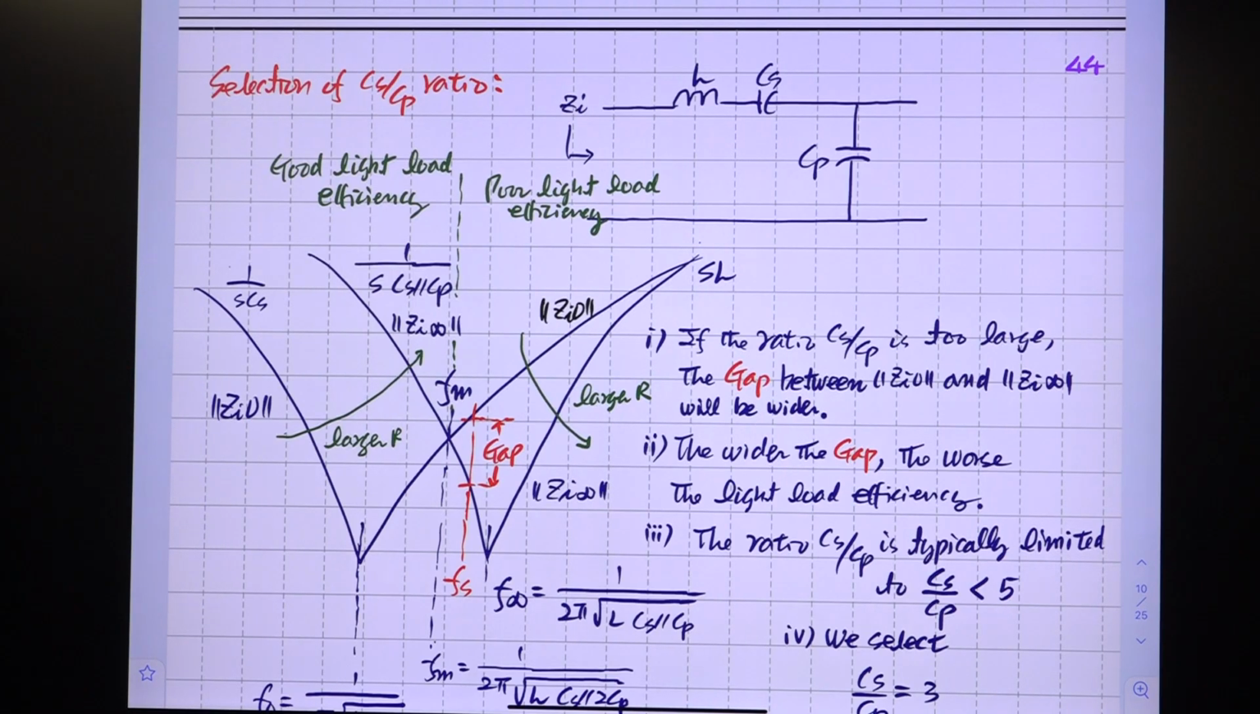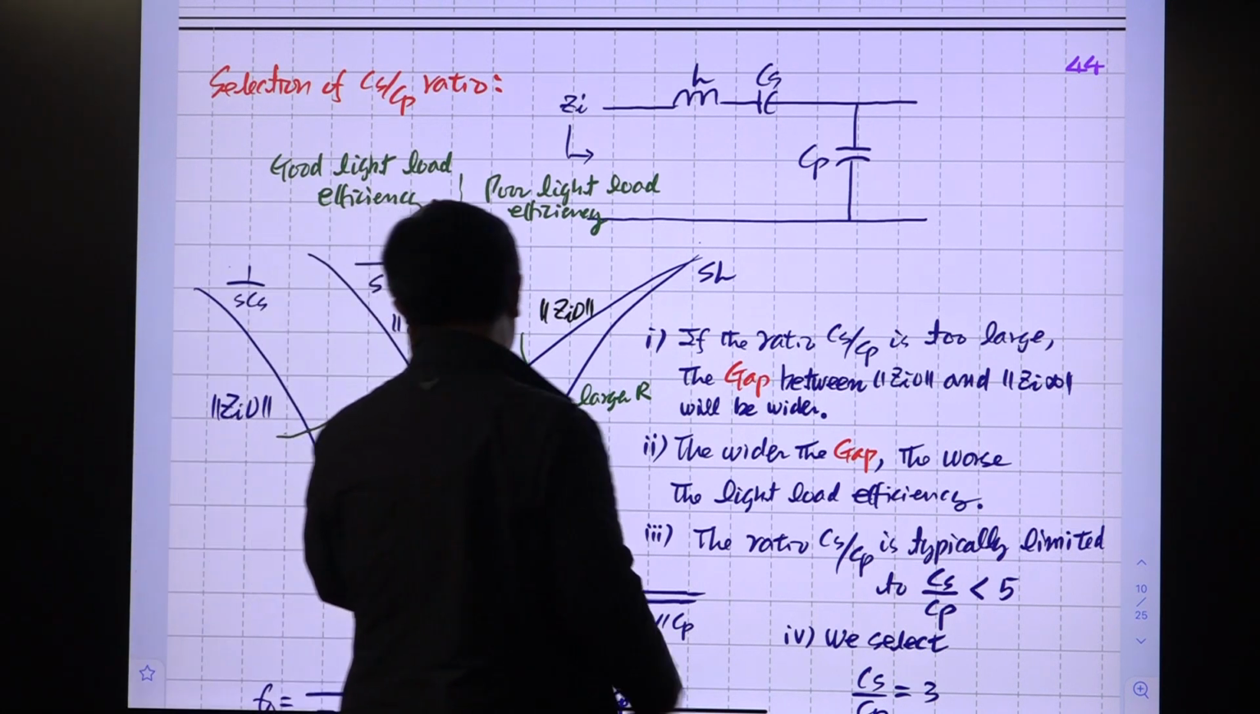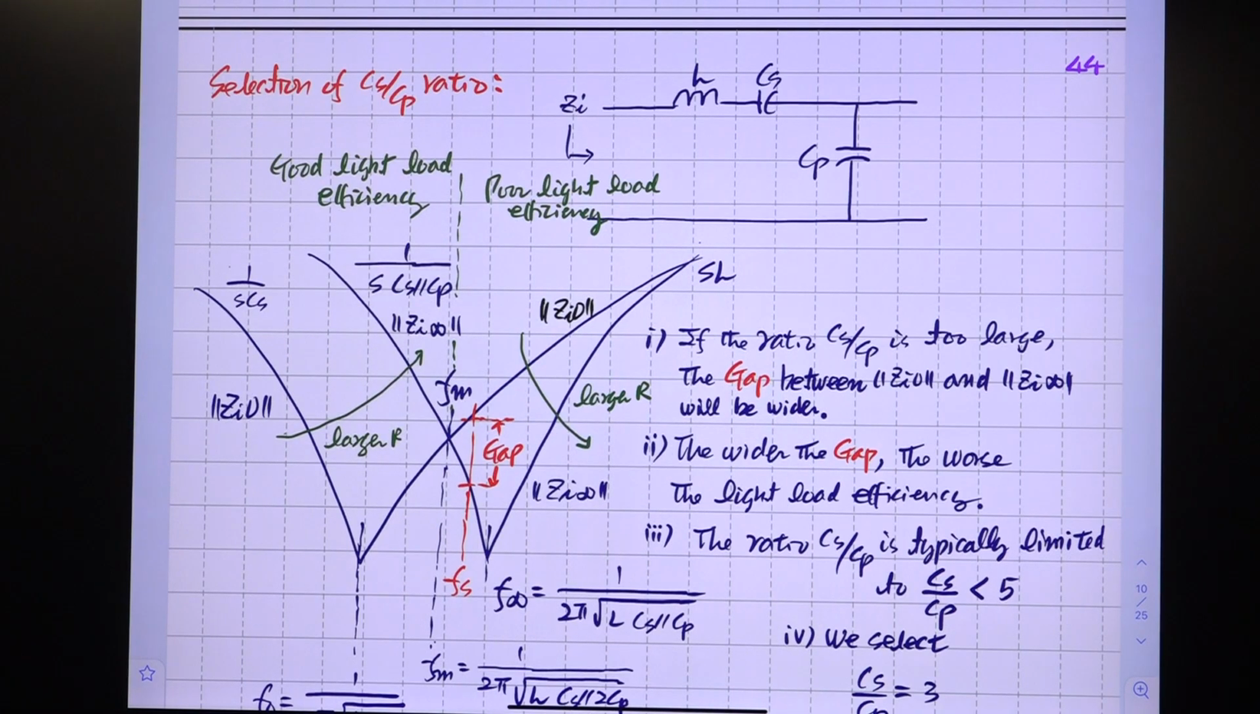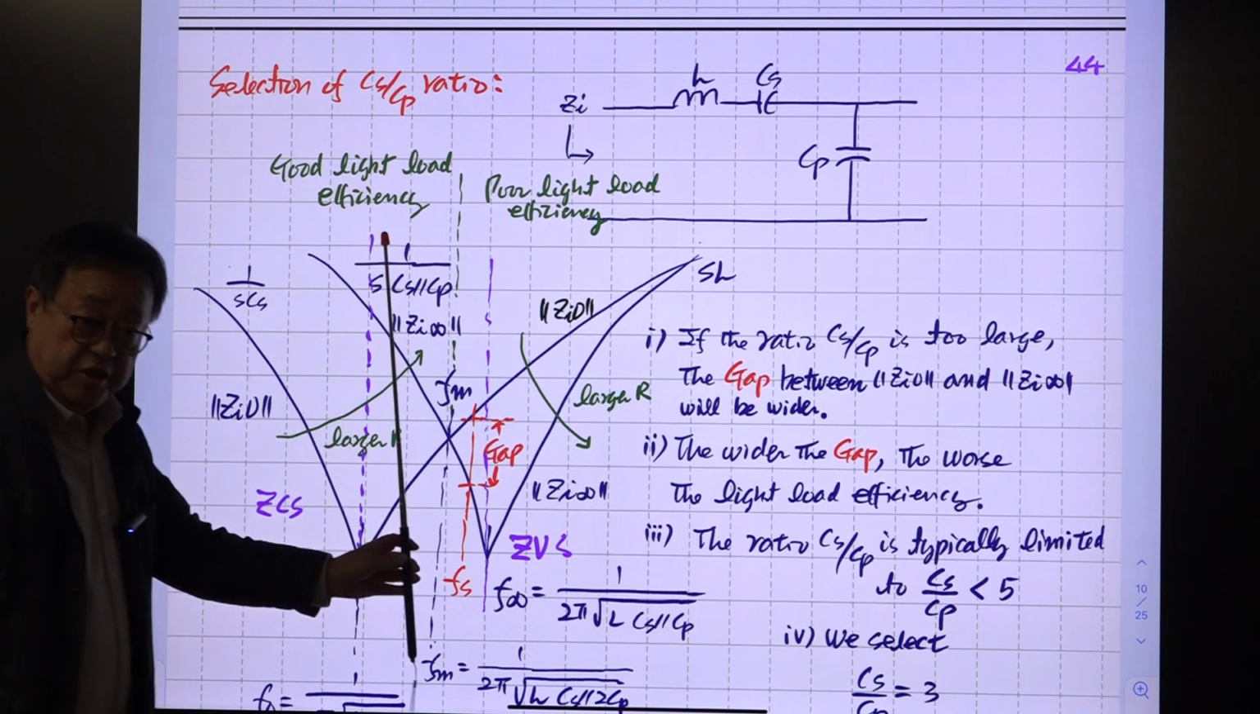Okay. First, above this region is what? ZVS region. So above this line is for ZVS operation. Let me use a different color. This is the ZVS region. And below this is what? All the impedance curves have this capacitive slope. So this is ZCS. Assume you are using the MOSFET switch, so you should be in the ZVS region.